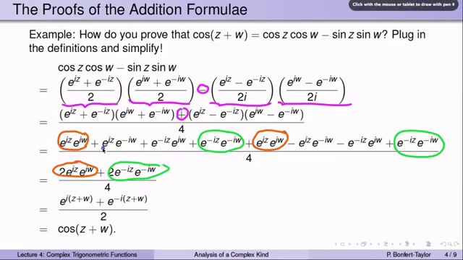e to the iz times e to the minus iw, and here I have minus e to the iz, e to the minus iw. So these two terms cancel out. Similarly, e to the minus iz, e to the iw, and minus e to the minus iz, e to the iw, so these two terms cancel out. So everything simplifies. Now I have a 2 in the numerator, a 4 in the denominator. I can cancel out one of those 2's and make the denominator 2 instead, and end up, by combining the exponents, with e to the i(z plus w) plus e to the minus i(z plus w) over 2. Well, that's cosine of z plus w. That's what I want to show. So there's no ingenuity in this proof. It's literally plugging in the definitions and simplifying.